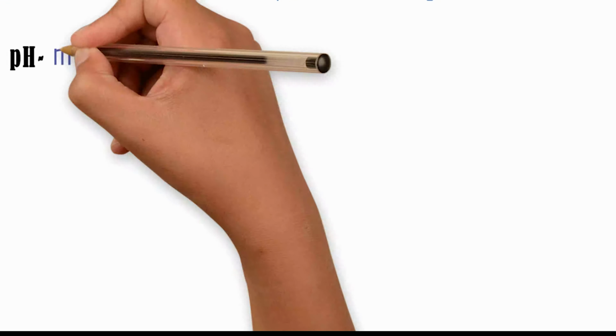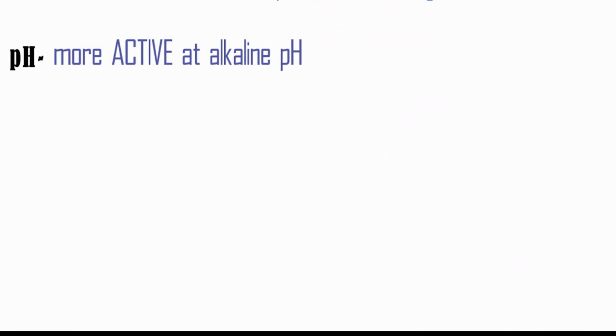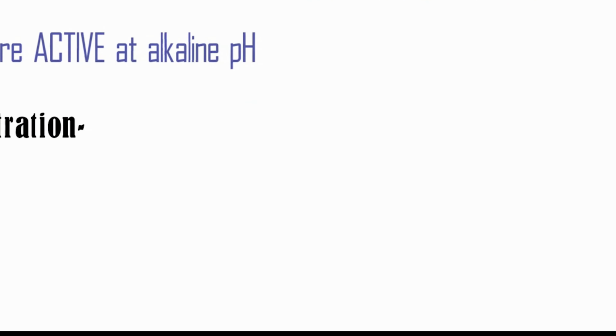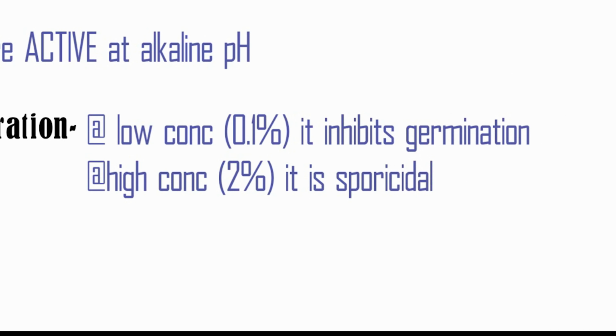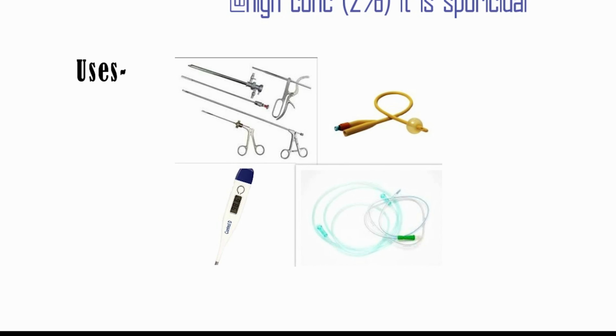When it comes to pH, they are more active at alkaline pH and concentration. At a lower concentration, that is 0.1%, they can inhibit germination and they require longer exposure time, and at higher concentration they require less exposure time and they can be sporicidal. Uses include disinfection of bronchoscopes, endoscopes, endotracheal tubes, rubber tubes, polyethylene tubings, and even metal instruments.